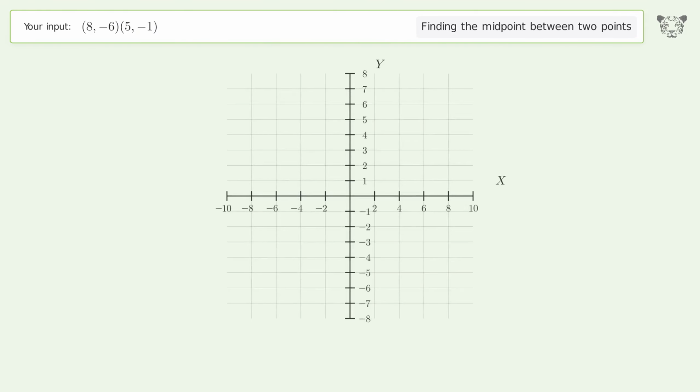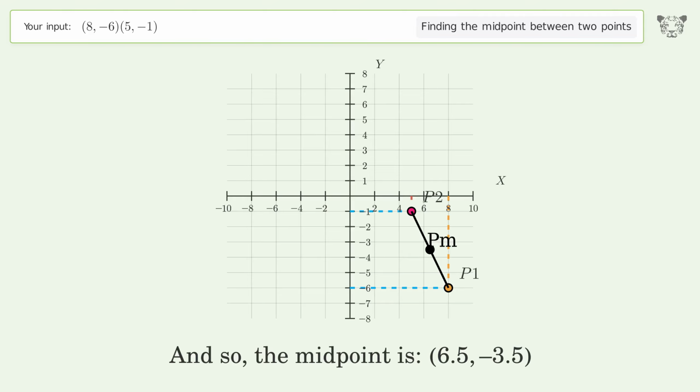And so, the midpoint is 6.5, negative 3.5.